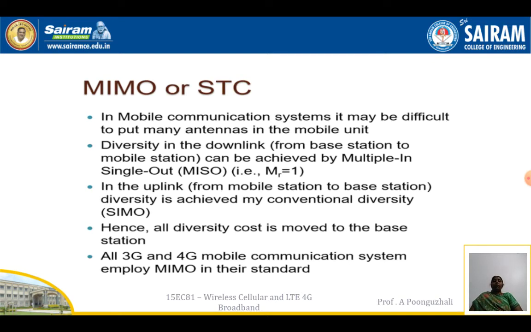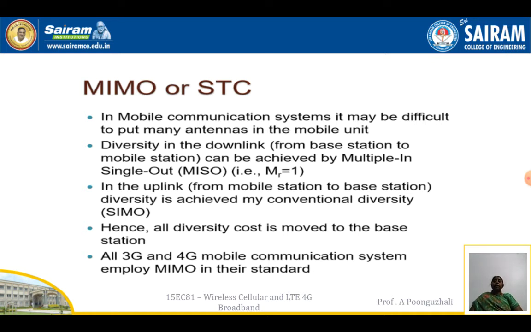So the MIMO or your STC. For us, in the mobile station, it is very difficult to add a larger number of antennas in the mobile unit. So in that case, what we do is we go for the diversity in the downlink. That is, from the base station to the mobile station, it can be achieved by using multiple input, single output. When going from the base station to the mobile station, I need to receive that signal at only one mobile. So it is a multiple input, single output system. That means MR is equal to 1.